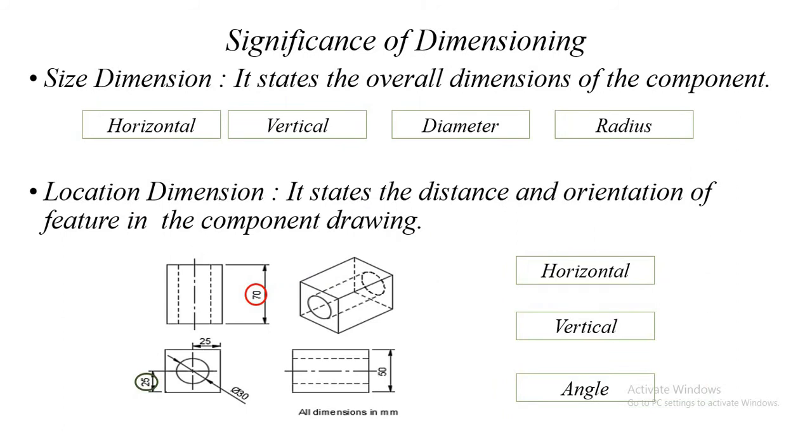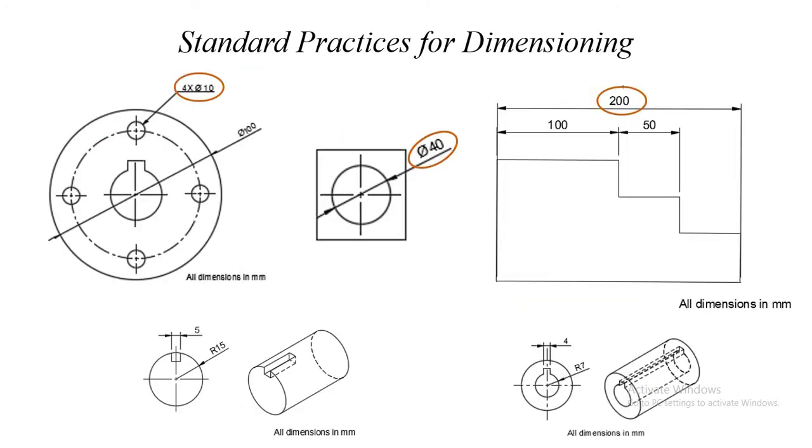Significance of dimensioning. Size dimension. It states the overall dimensions of the component. It may be represented as horizontal, vertical, diameter and radius in case of circular components. Location dimension. It specifies the distance and orientation of a feature in the component drawing. It can be horizontal, vertical or angular.